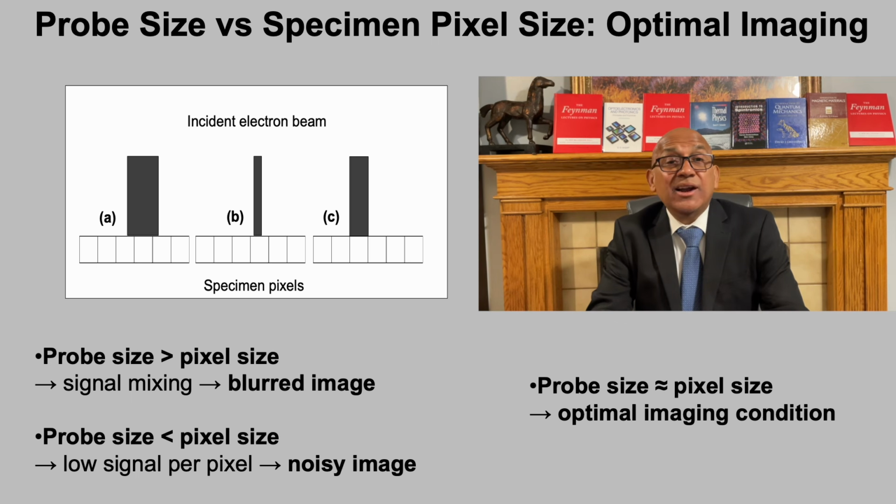Importantly, the operator controls both of these quantities. Probe size is adjusted through choices such as objective aperture, condenser lens strength, and working distance. Specimen pixel size is controlled through magnification, scan area, and the number of pixels used to record the image. This balance between probing and sampling is why SEM imaging always involves trade-offs and why optimizing image quality requires coordinated control of both electron optics and scanning parameters.